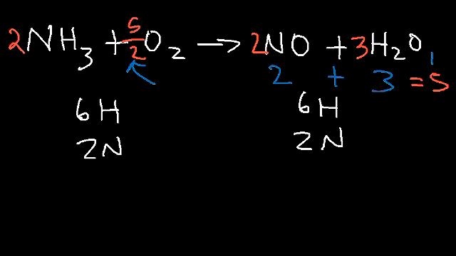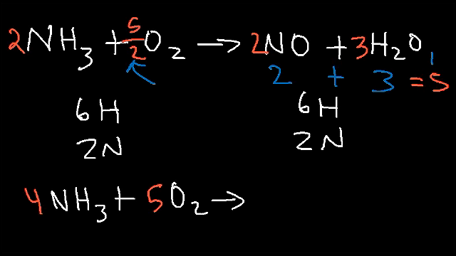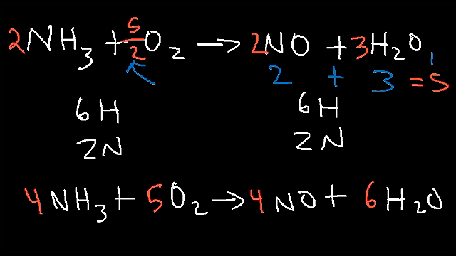So it's going to be 4 NH3 plus 5/2 times 2. The 2's will cancel, and so it's going to be 5 O2, and 4 NO plus 6 H2O molecules. So now the reaction is balanced.